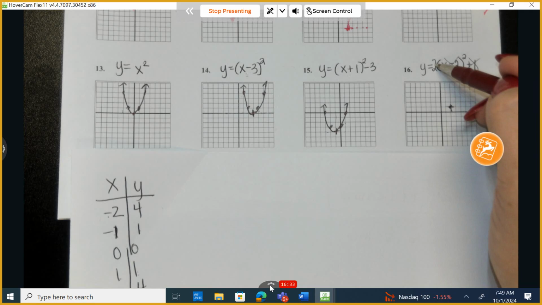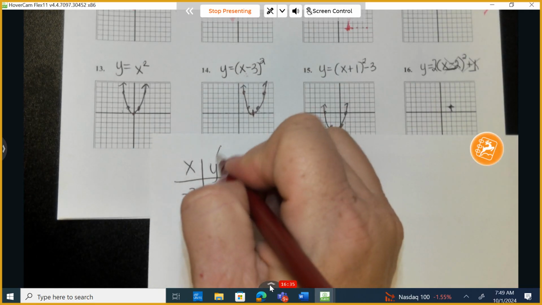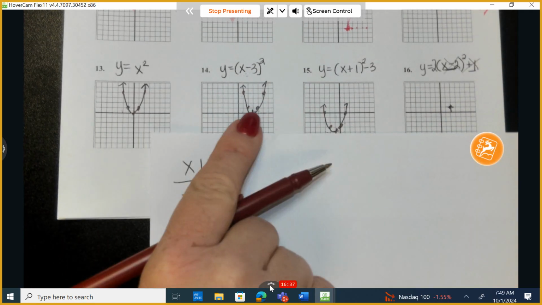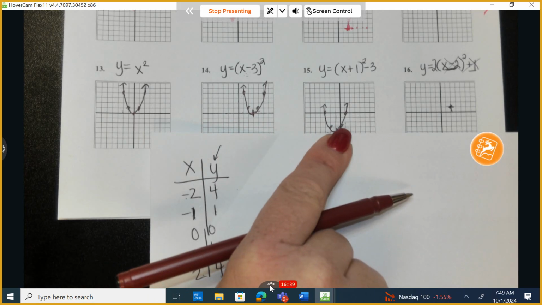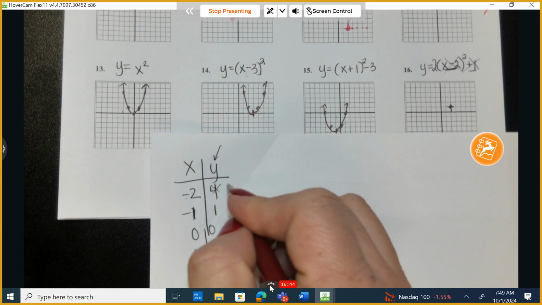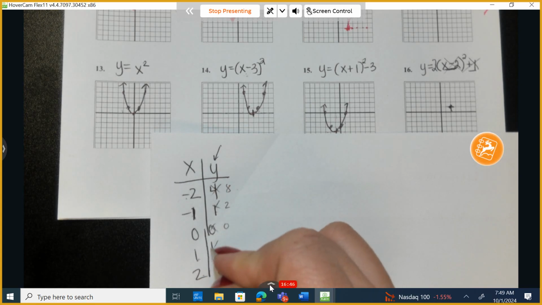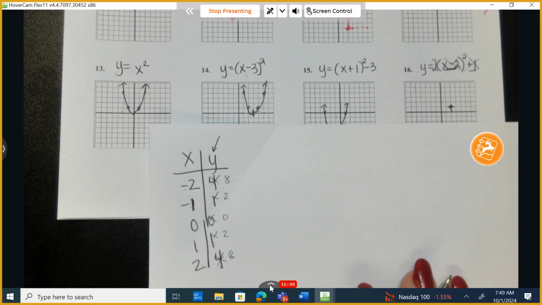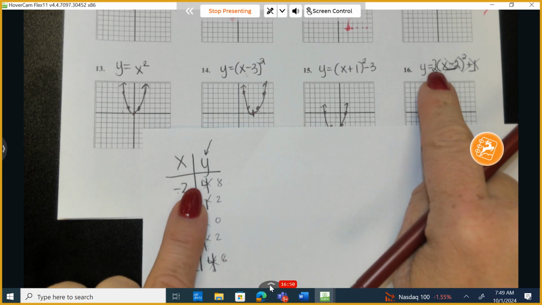Then I now have a number out front that's different than 1, which means that we're going to impact how fast this parabola rises. So it's going to be vertically stretched by a factor of 2. So each one of these is going to be multiplied by 2. 8, 2, 0, 2, and 8. Always multiplying the y's by the value up front.